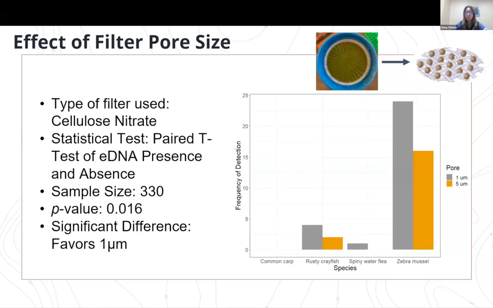Results were also graphically displayed with frequency of detection on the y-axis for filter pore size of samples taken, and species is on the x-axis. Only positive eDNA detections have been displayed in this graph as well. However, when running our t-test in RStudio, non-detections were accounted for.